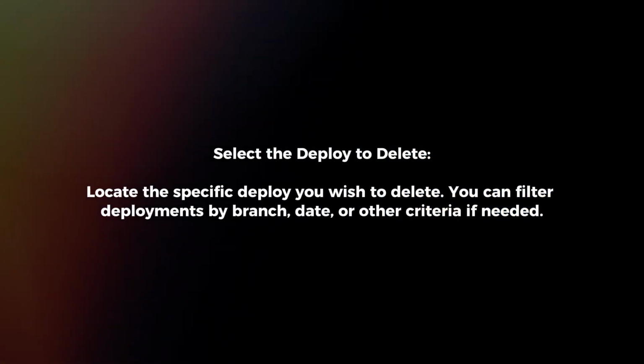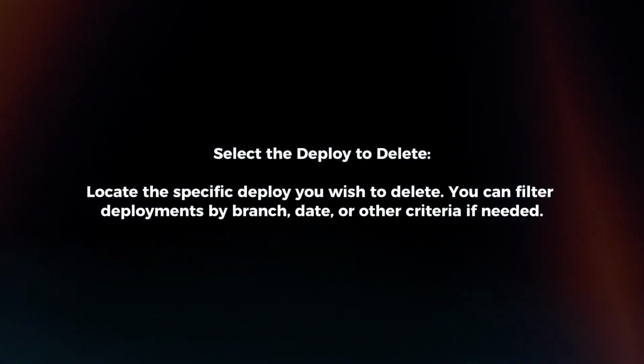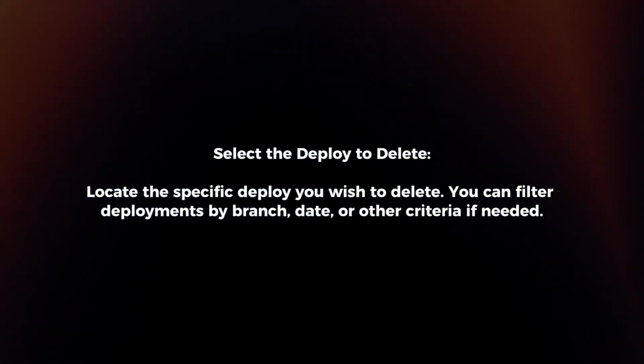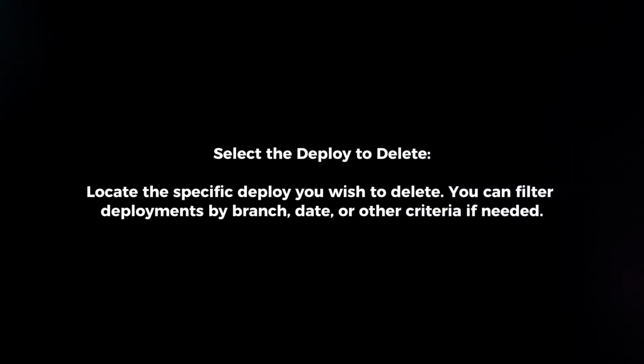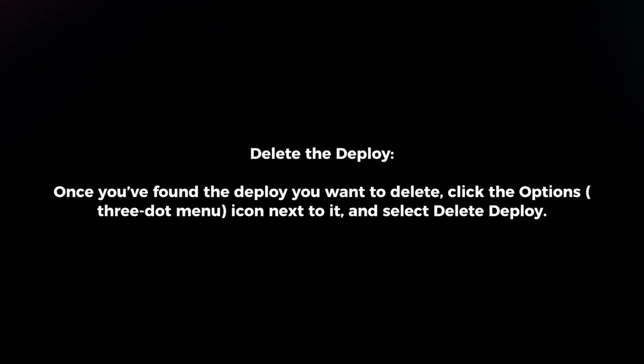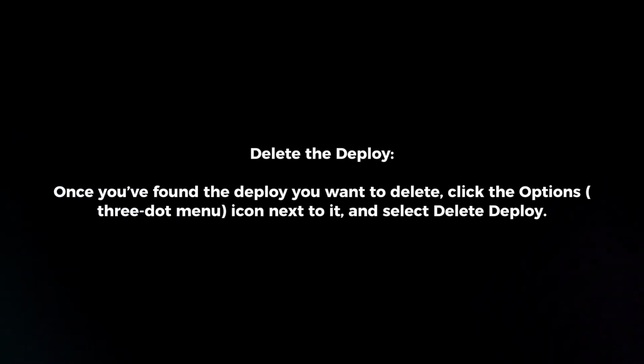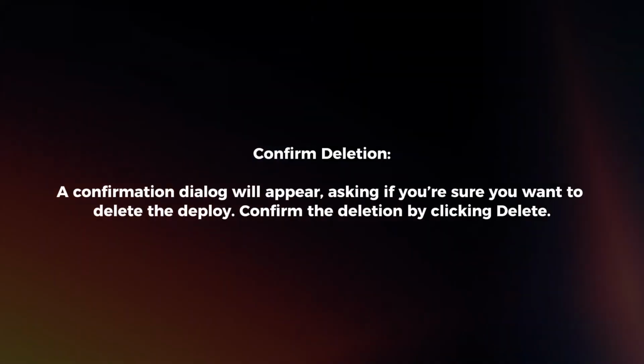Select the deploy to delete. Locate the specific deploy you wish to delete. You can filter deployments by branch, date, or other criteria if needed. Delete the deploy. Once you find the deploy you want to delete, click the options icon next to it and select Delete Deploy.